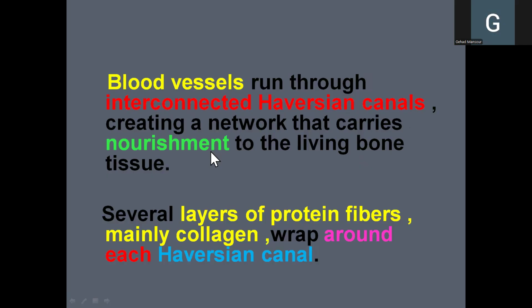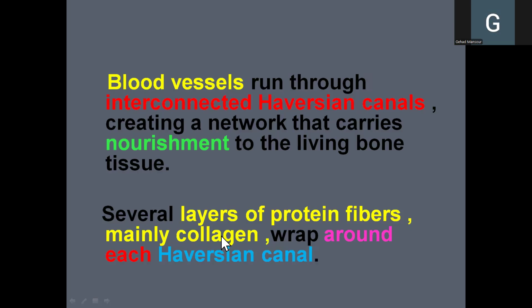And when we say nourishment, we mean supplying with glucose and oxygen in order to allow the tissues to break down glucose during aerobic respiration and extract the energy. And of course, we have several layers or several lamellae, those layers of calcified protein fibers.